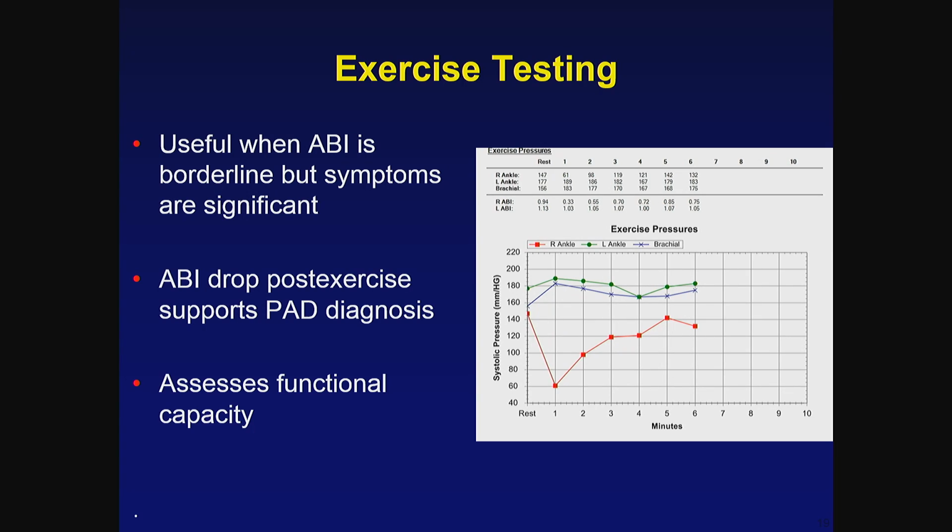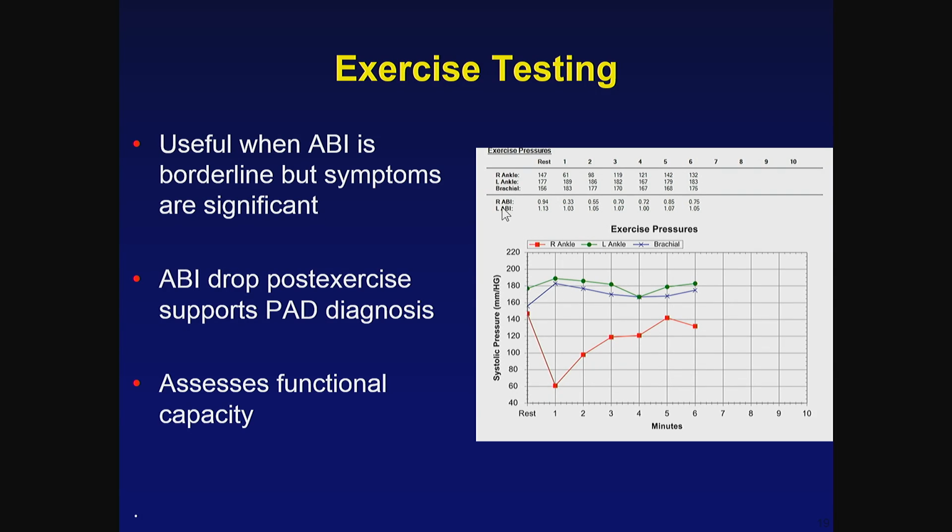And so in this test we measured the resting pressures and obtained a resting right and left ankle brachial index. And then the patient exercises until symptoms occur or the protocol is completed. And immediately, within 1 minute of cessation of exercise, the pressures are again remeasured at 1 minute. And we would anticipate that both the brachial pressure in blue here, as well as the left and right ankle pressure, should increase with exercise, maintaining the same ankle brachial index.